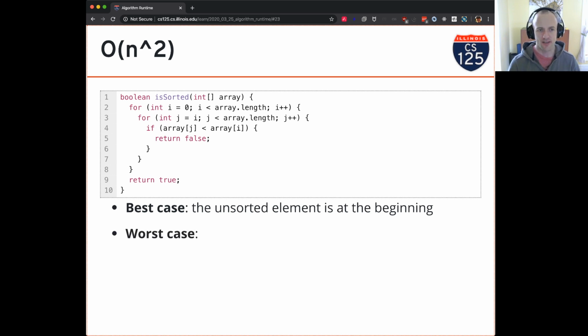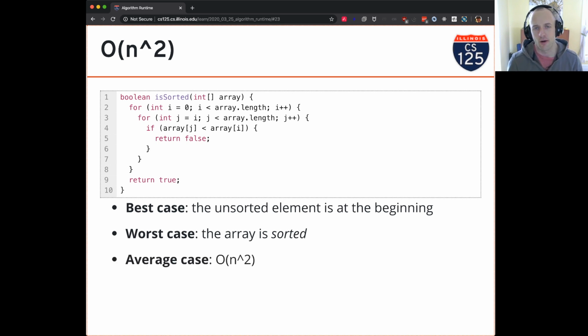But the best case is that I get inside this loop and I immediately find an element that's out of place, right? The worst case is the array is actually sorted and I have to go through all of the elements, all of these calculations before I realize that, right? The average case here is going to be O(n squared), right?